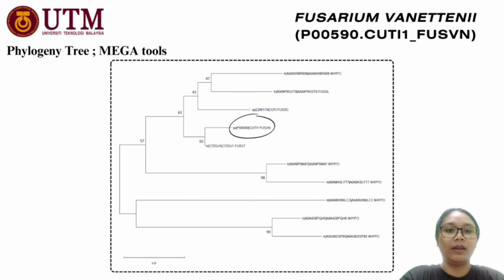Next, we will use the Molecular Evolutionary Genetics Analysis, also known as MEGA. The aligned sequences were then used to construct a phylogenetic tree using the MEGA tool. MEGA provides various methods for phylogenetic analysis, and the tree was generated using the neighbor joining method with bootstrap values to indicate the confidence levels of the branches. So here is the result of the phylogenetic tree of Fusarium vanettenii.